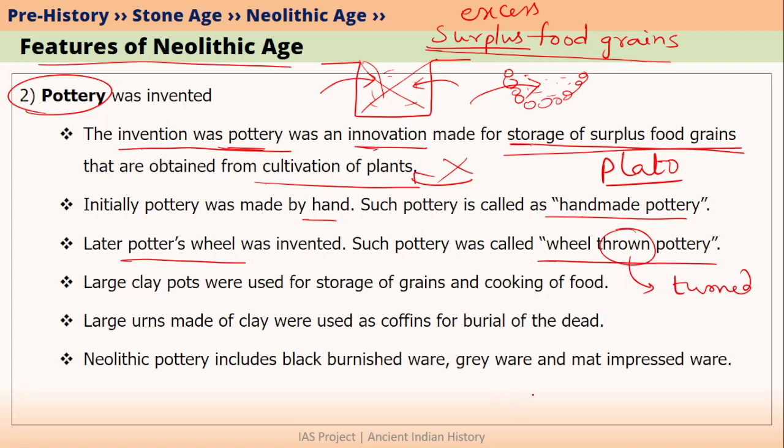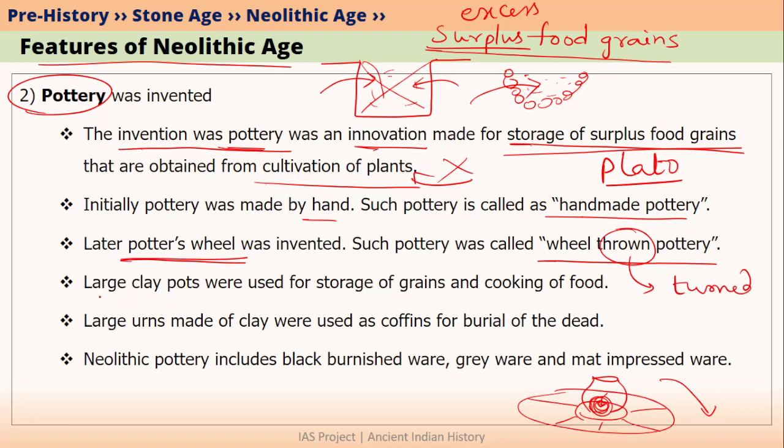I hope you know what a potter's wheel is. Potter's wheel is basically a kind of wheel like this. There is a small platform here and there is a wheel, and this wheel is rotated fast, and once it is rotated, wet clay is put here, and now this wet clay is made into a pot like this. Potter's wheel was basically a revolution if we talk about Neolithic age.